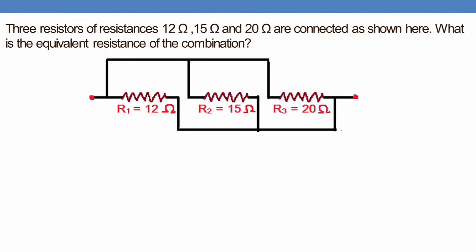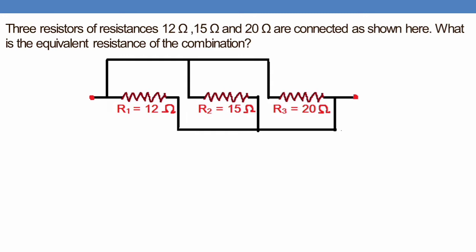Moving on to the second question, three resistors of resistances 12 ohm, 15 ohm and 20 ohm are connected as shown here. What is the equivalent resistance of the combination? So let's analyze the diagram given here and understand whether the resistances are connected in series or in parallel. How do you think the resistances are connected?